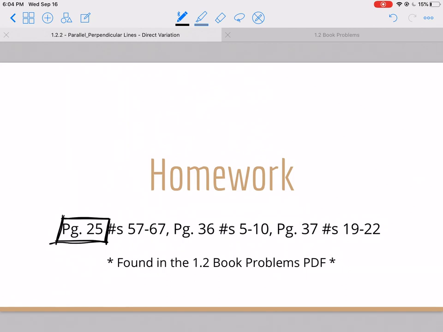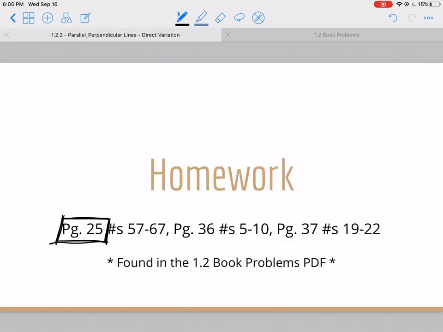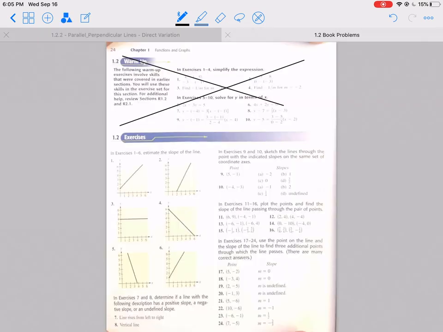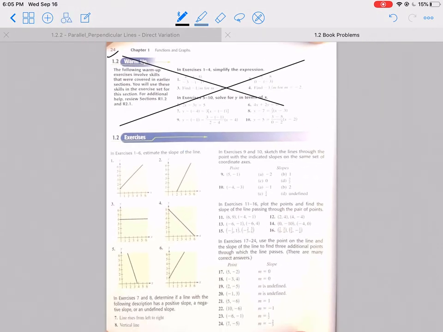Here is your homework, page 25, numbers 57 through 67, and page 36, numbers 5 through 10, and page 37, numbers 19 through 22. So all of these are going to be found on the 1.2 book problems. Remember, you are never doing the warm-up problems, so you're just going to start on these first problems where you're looking at the exercises, okay? And you can look at the page number in the upper left corner.